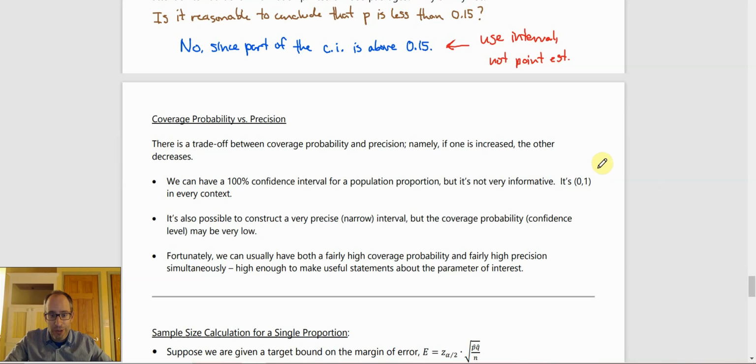Like you could have a 100% confidence interval, but for a proportion, it would be from 0 to 1. And that's not informative at all, right? Like that doesn't tell you anything. It's like, well, yeah, every proportion is between 0 and 1. That doesn't help me.